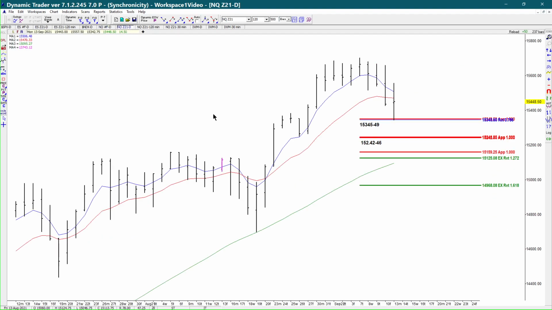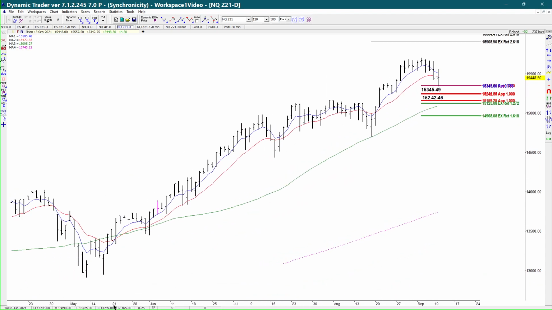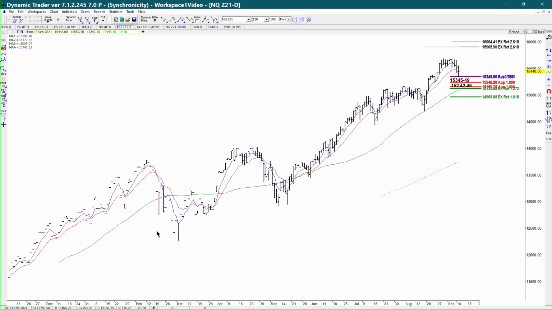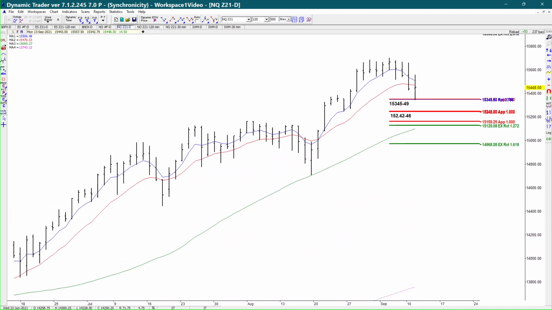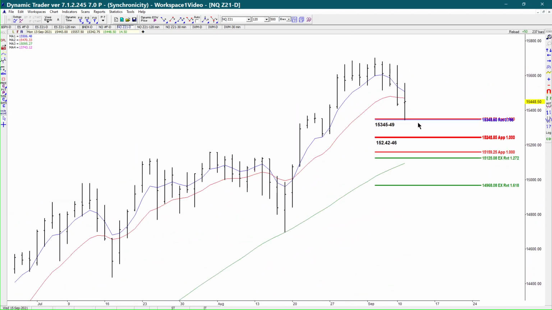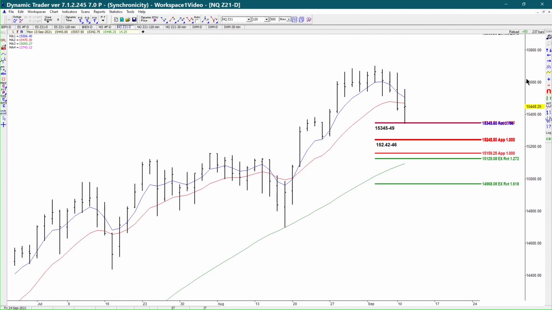And then also, this is the December contract. Again, you just don't have the back data, so that's difficult to work with as far as running the levels. But we do have some support here, 153.45 to 49, 152.42 to 46. It's just not going to be as healthy as what we can see on the continuous contract. All right, so that's that.